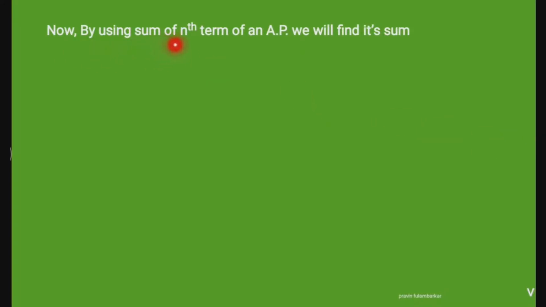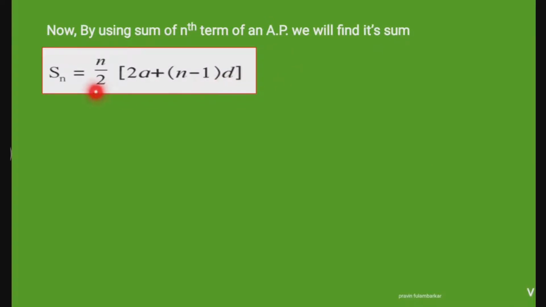Now by using the sum of n terms of an arithmetic progression, we find its sum. So first we write the formula for that. Sn equals n by 2 into twice a plus n minus 1 into d, because we know the value of n, that is 366. We know the value of a, the first term, is 10, and the common difference d is 1. So we substitute all these values in this formula.